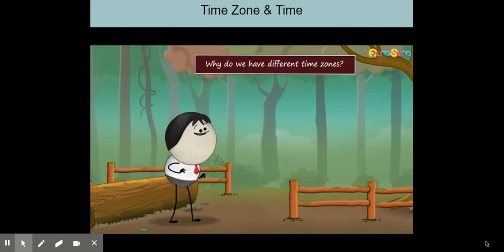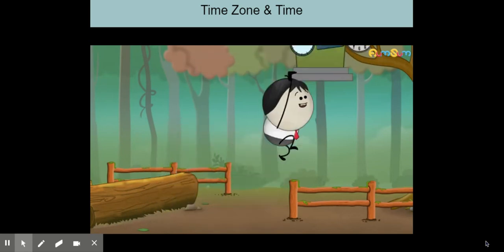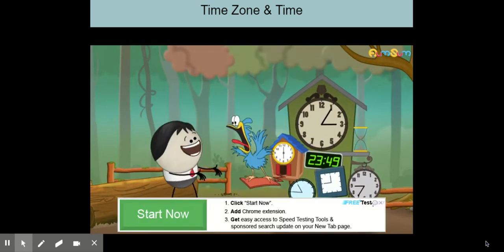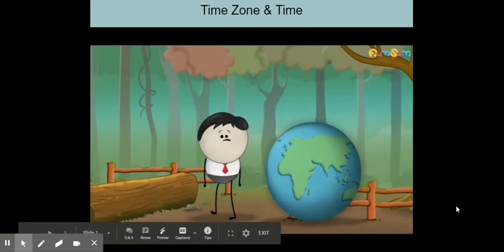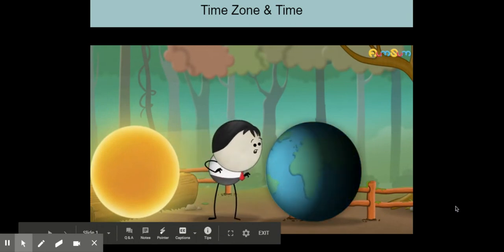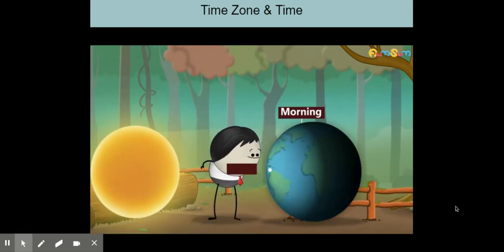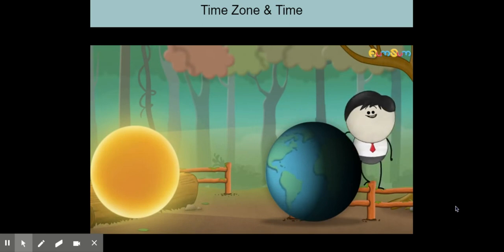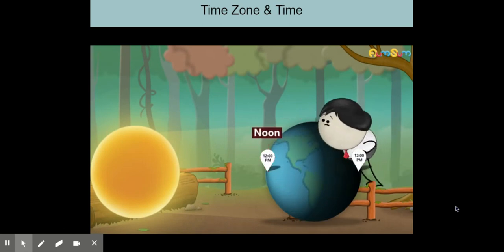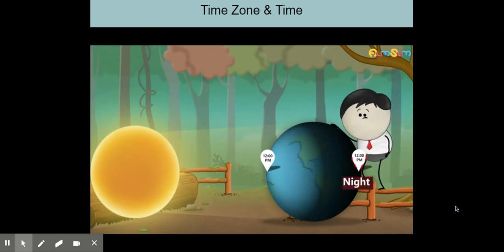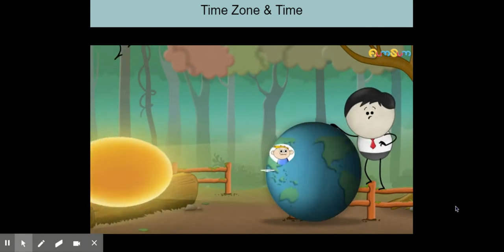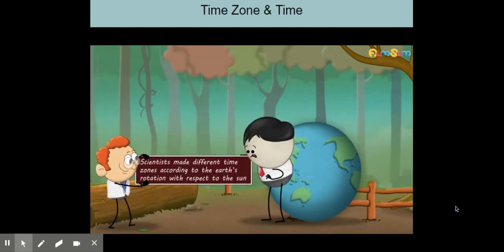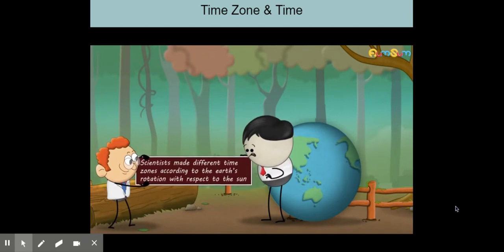Why do we have different time zones? Because we have different watches. Nah, our Earth rotates on its own axis. Due to this rotation, different parts of the Earth receive different amounts of sunlight, thus causing morning, noon, evening, and night. Now, if we had one time zone, then 12 p.m. would be noon at some places, but it would be night or evening at other places, which would be inconvenient.